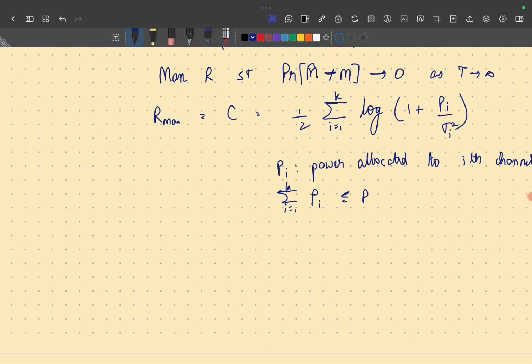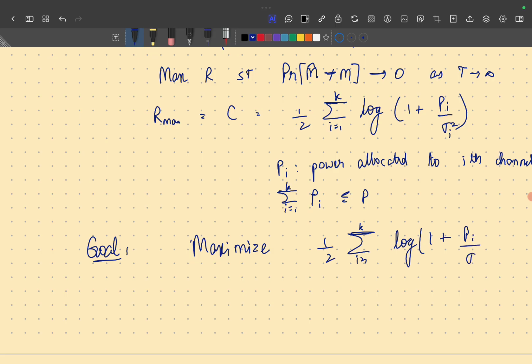All right. So basically, my goal right now is to maximize this quantity, half summation i equal to 1 to k log of 1 plus Pi by sigma i square, subject to the constraint that the total power is less than or equal to P.